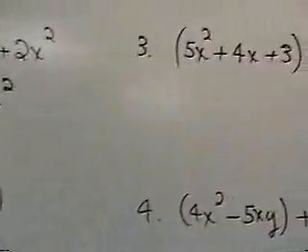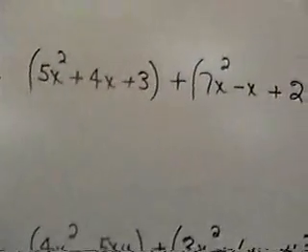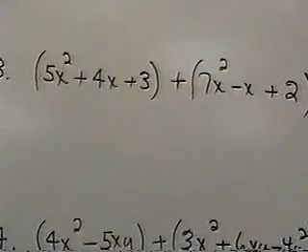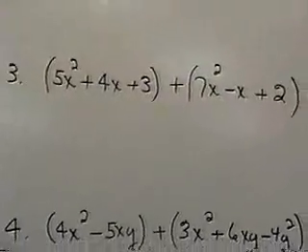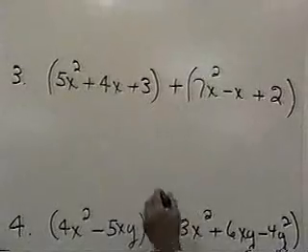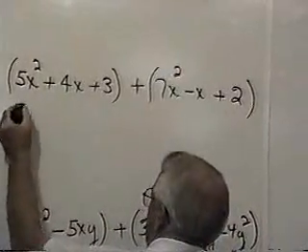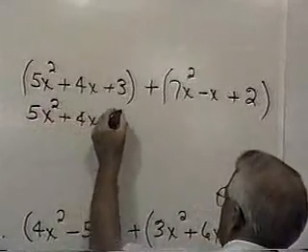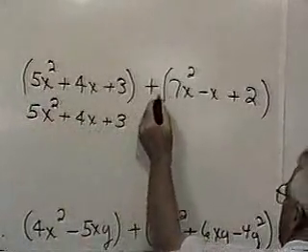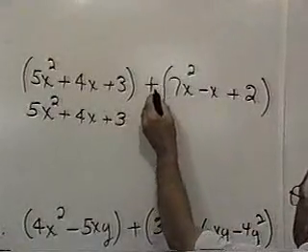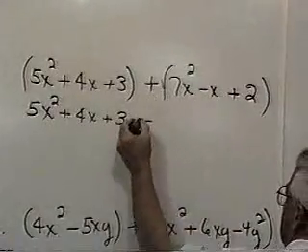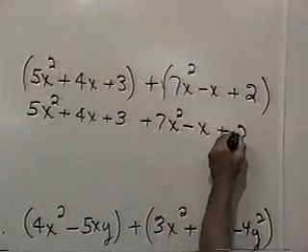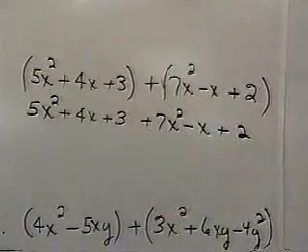example, problem 3. All right, now at this point I want to start showing you two different ways of working these. Number one is remove the parentheses. So it's 5x squared plus 4x plus 3. Removing the parentheses, it's a plus in front of it, so it's a plus 1, so you just copy everything down. So the shortcut is, if you just have a plus in front of it, you just remove the parentheses.